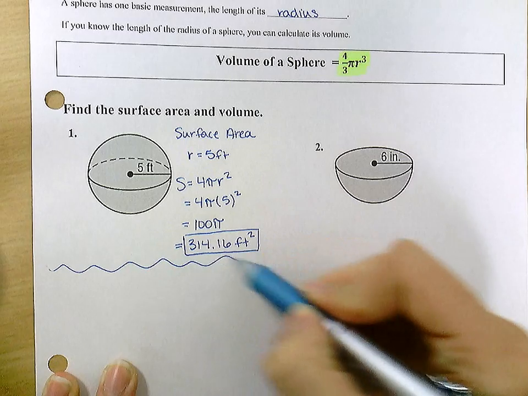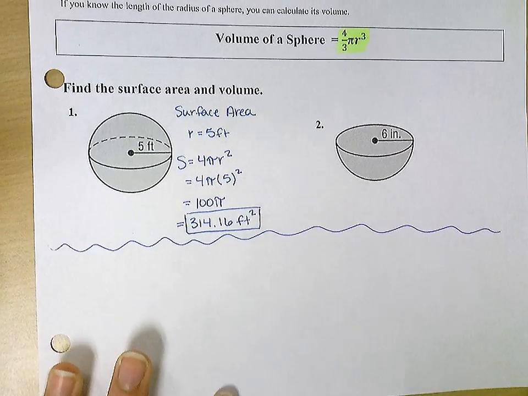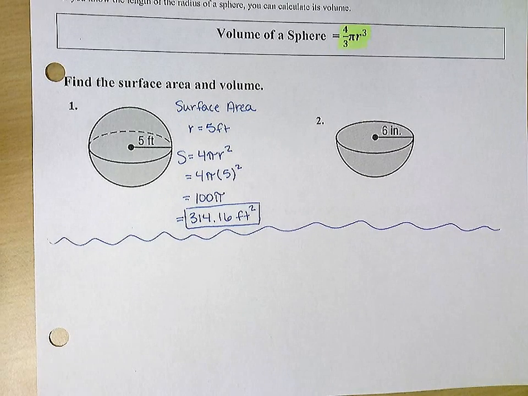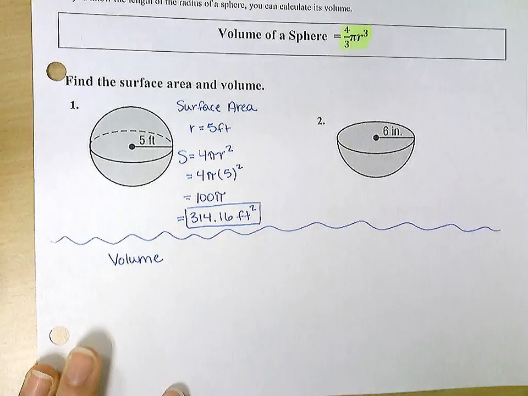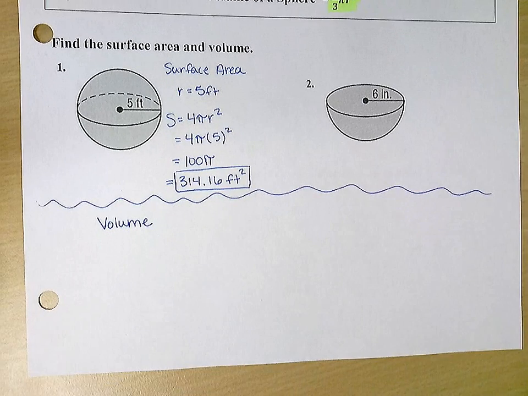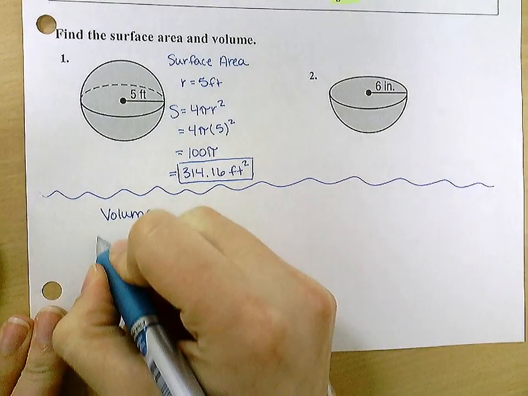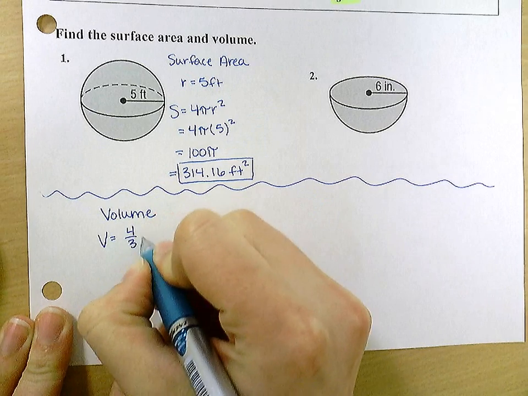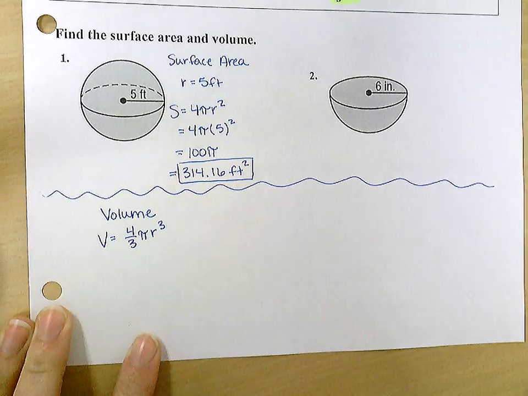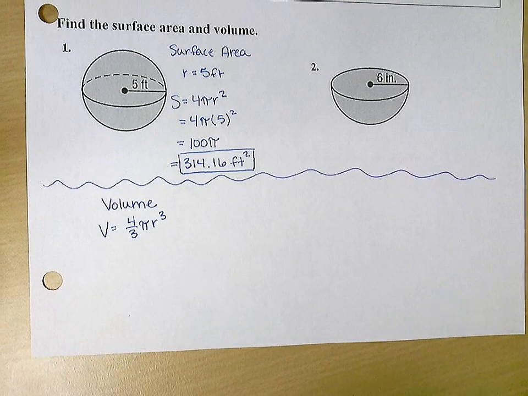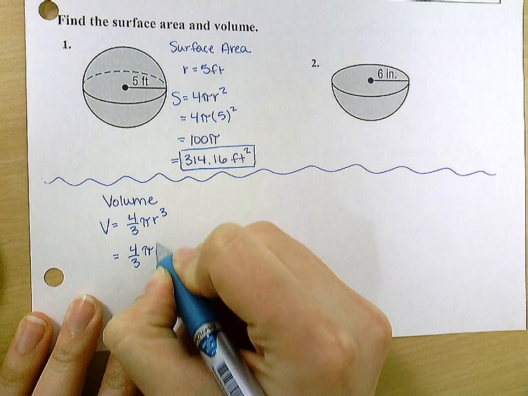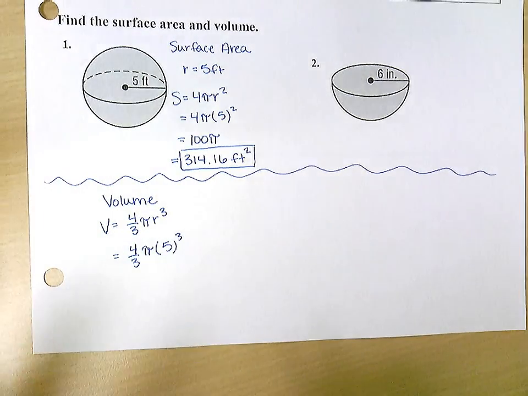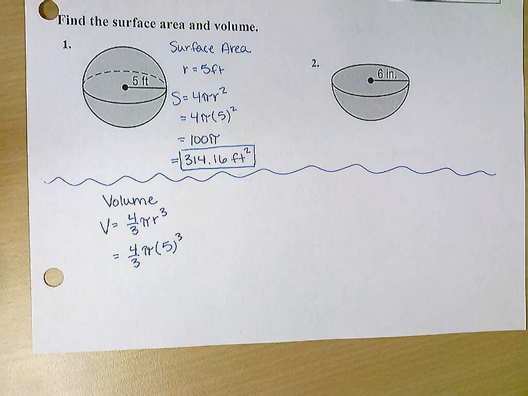Now I'm going to separate this. We also have to find the volume of this sphere. Below I'm going to find the volume using the volume formula. Our volume is 4/3 pi r cubed. Again, I just need to plug in the radius. So we have 4/3 times pi times 5 cubed.